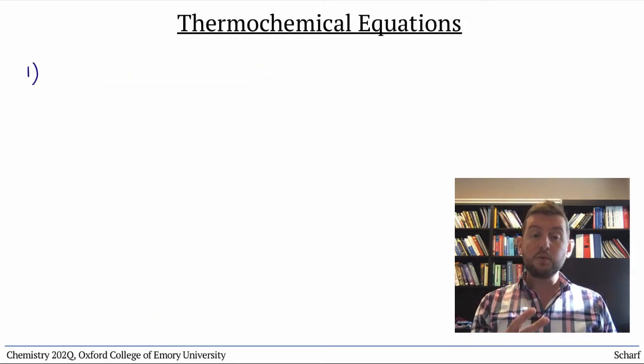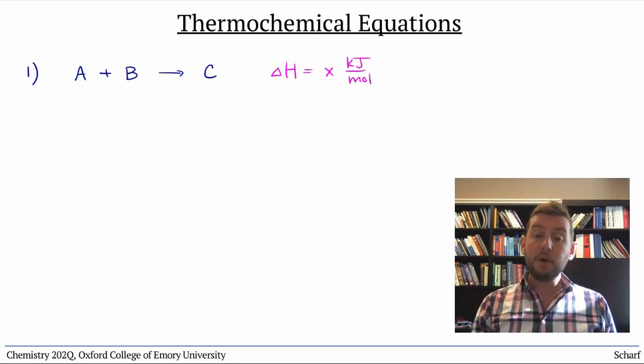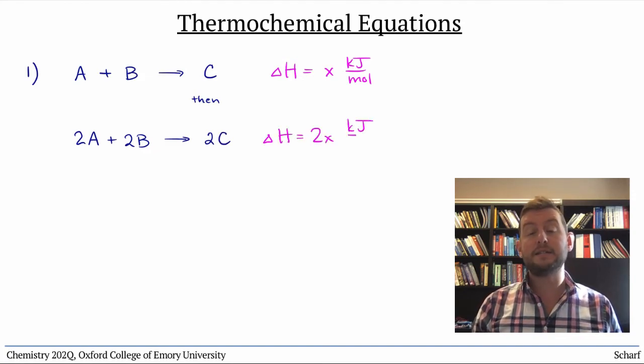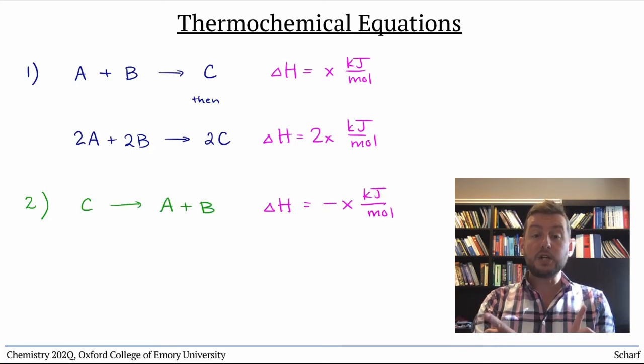Two helpful rules apply to thermochemical equations. First, if you multiply a thermochemical equation by some value, its enthalpy is also multiplied by that same value. And second, if you reverse a chemical equation, its enthalpy changes sign.